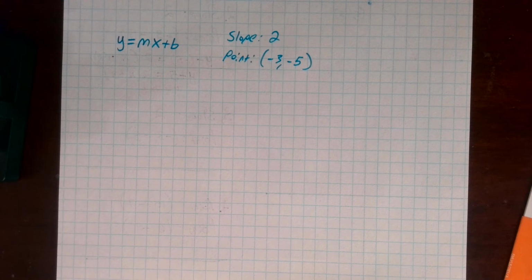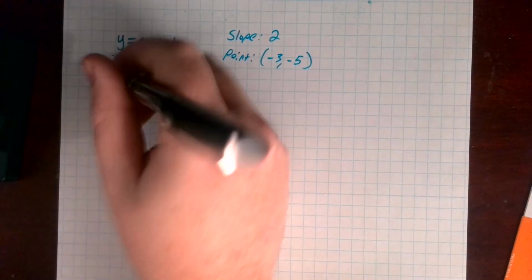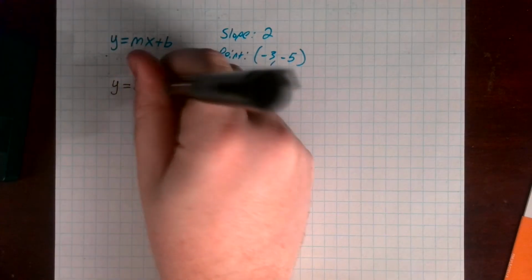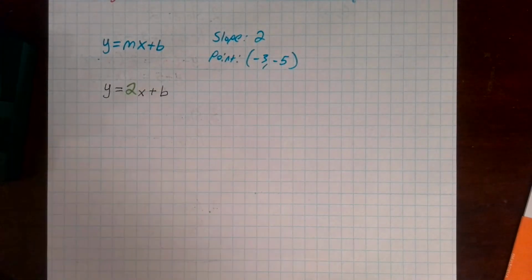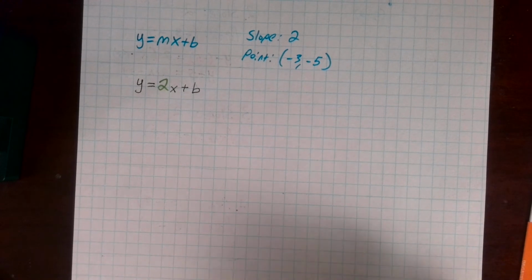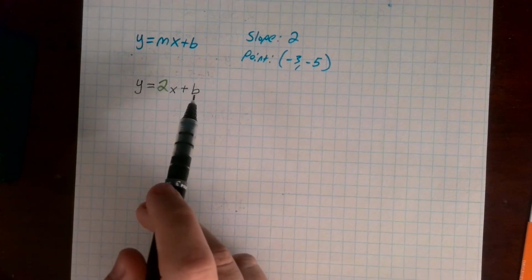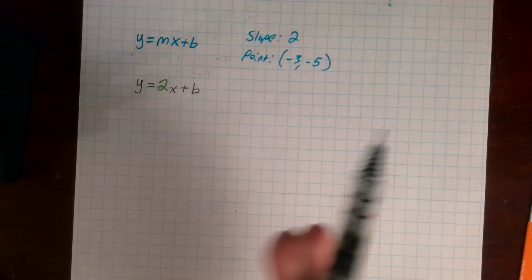So again, our goal is to put it into y equals mx plus b form. Well, we have some information. We know that the slope is 2. So let's fill in what we do know. y equals 2x plus b. And here's where we have a problem. It looks like we have no way of finding our b, our y-intercept. So do we just give up? Well, there is a little bit of a trick we can use.